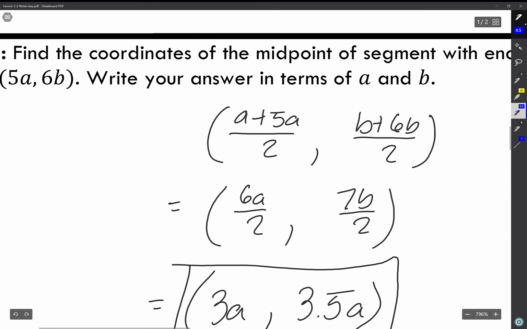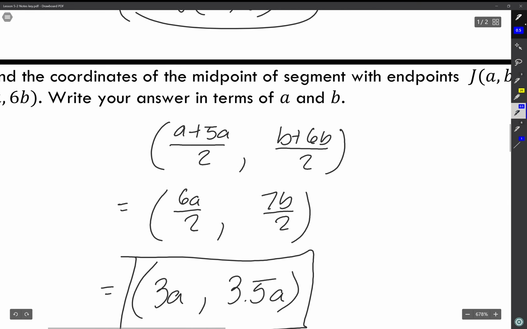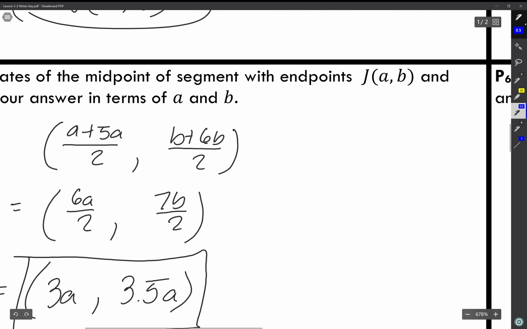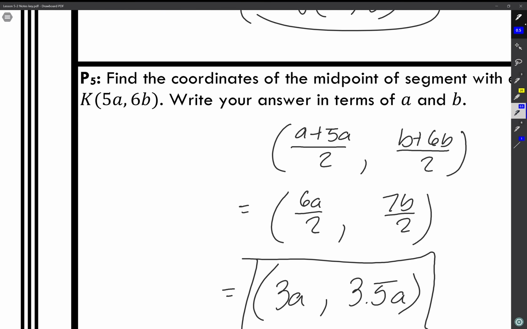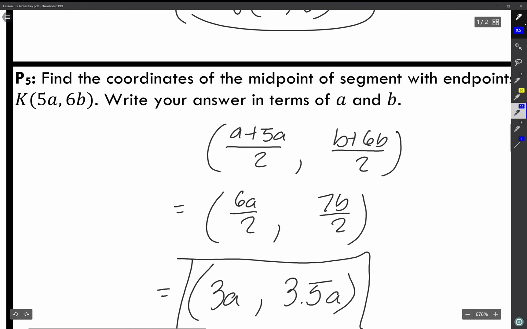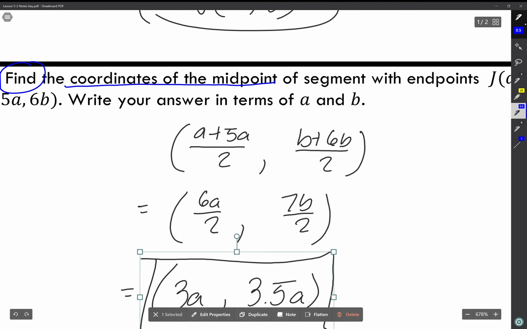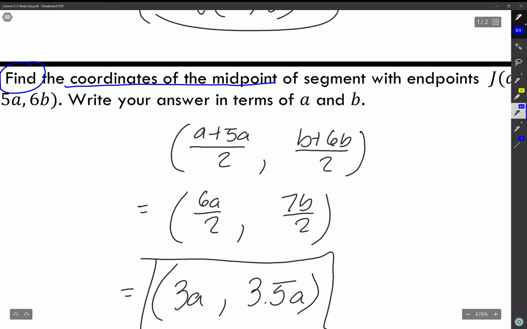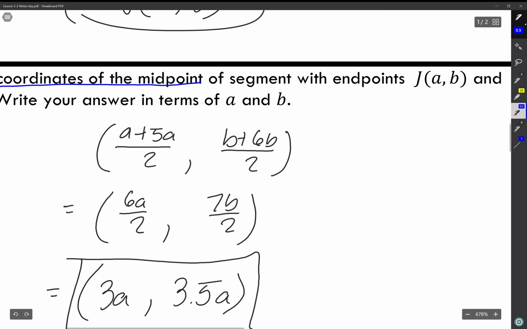Find the coordinates of the midpoint of a segment with endpoints J, which has coordinates A, B, and K, which has coordinates 5A, 6B. Write your answers in terms of A and B. So we're finding the coordinates of the midpoint. So I know when I'm trying to find a midpoint and I'm given coordinates of the endpoints, because J and K are endpoints.